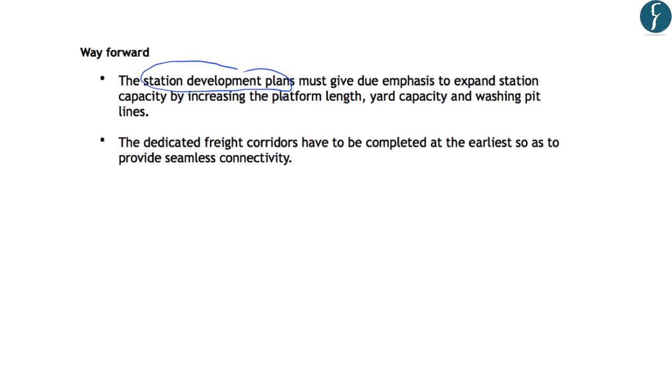So the way forward is that the station development plans must give due emphasis to expanding the capacity by increasing the platform length, yard capacity, and washing pit lines so that timely arrival and departure of trains can be managed. Further, dedicated freight corridors have to be completed at the earliest so as to provide seamless connectivity. So these are the two suggestions that can be provided.